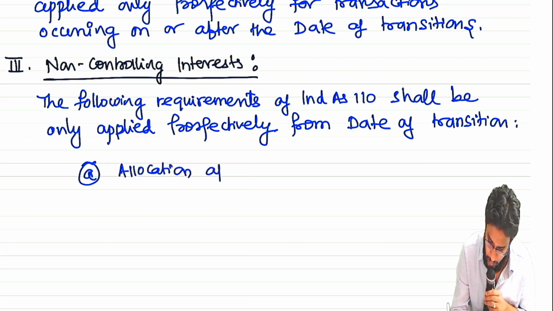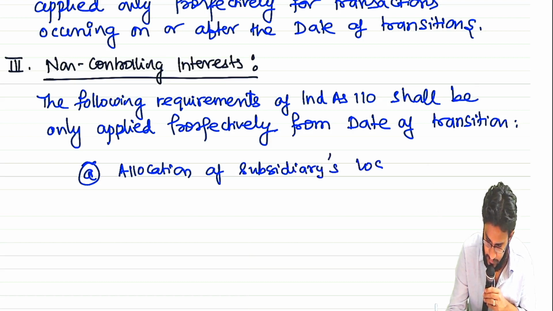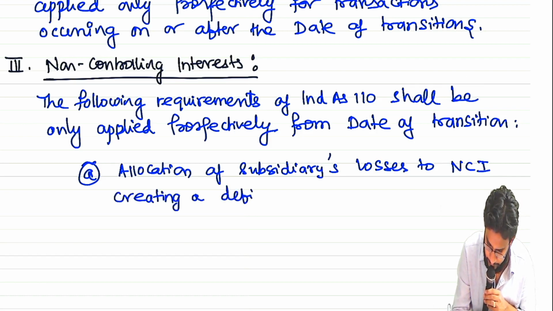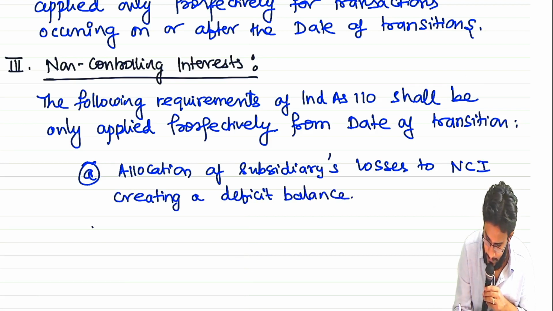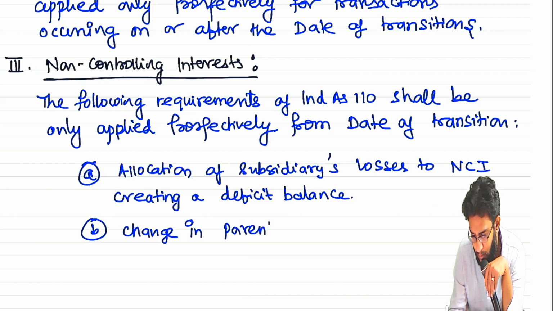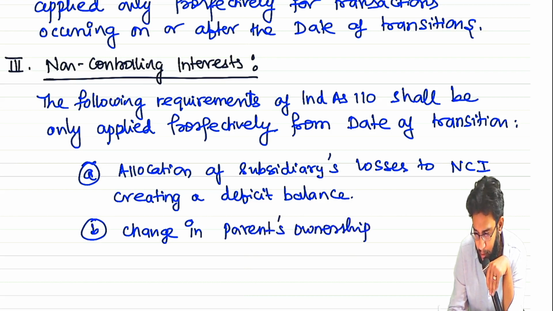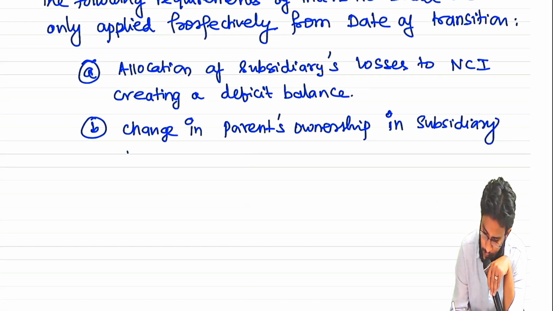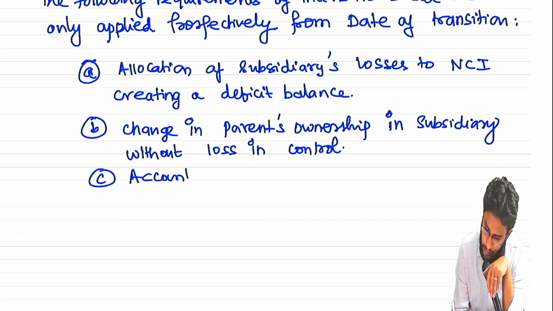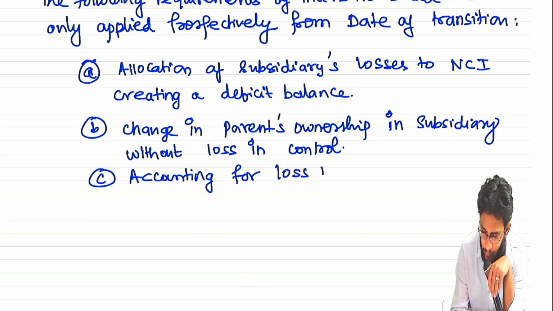Allocation of subsidiary's losses to NCI, creating a deficit balance. Change in parent's ownership in subsidiary without loss of control. Third one, accounting for loss of control.